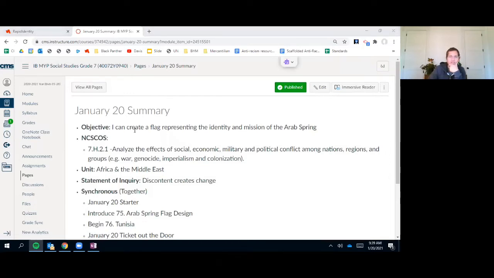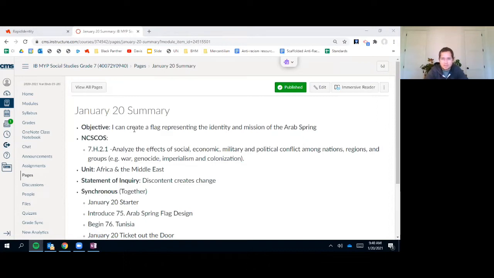All right, summary today. We're going to start a new mini section of our North African and Middle East section called the Arab Spring. So the objective today is to create a flag. And this is going to be our objective throughout the next 6 or 7 days, to create a flag representing the identity and mission of the Arab Spring.